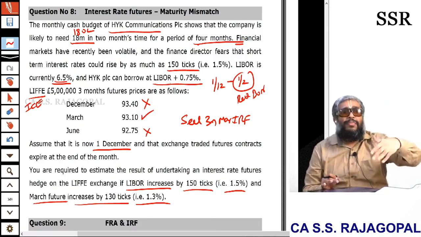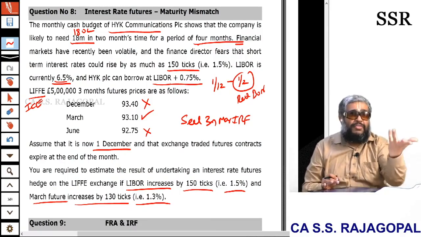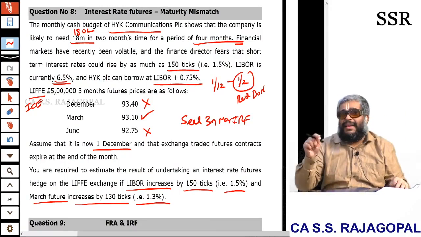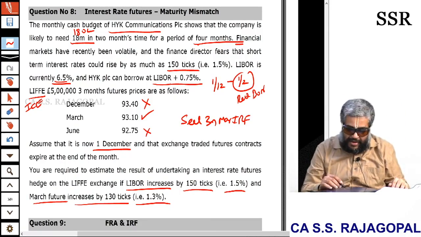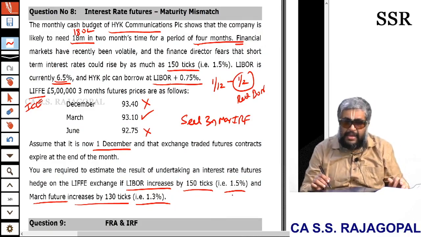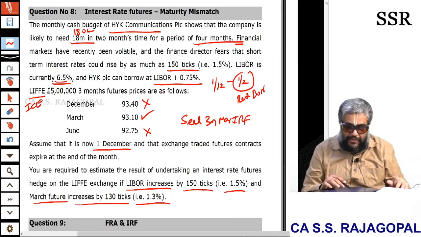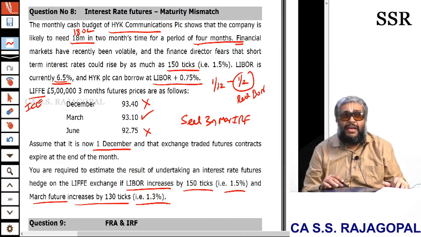But the company is not going to borrow today. It is going to borrow by February 1. On February 1, if the interest rate increases, then it is going to pay more or not? As feared, on February 1, the interest rate increased by 1.5%. So instead of 7.25, it has to pay 8.75% interest on its loan transaction.